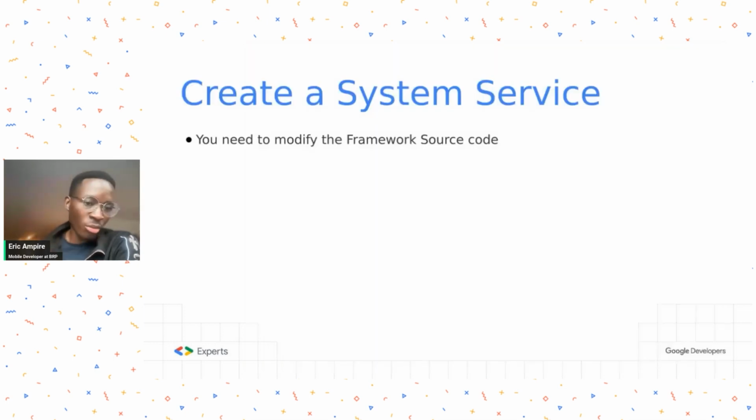And how can you create a custom system server? It's not very common to be in a situation where you need to create a custom system server, but I will try to walk you through the process of creating that. So the first thing you need to do is to modify the AOSP code, right? Because all of this needs to be implemented there.